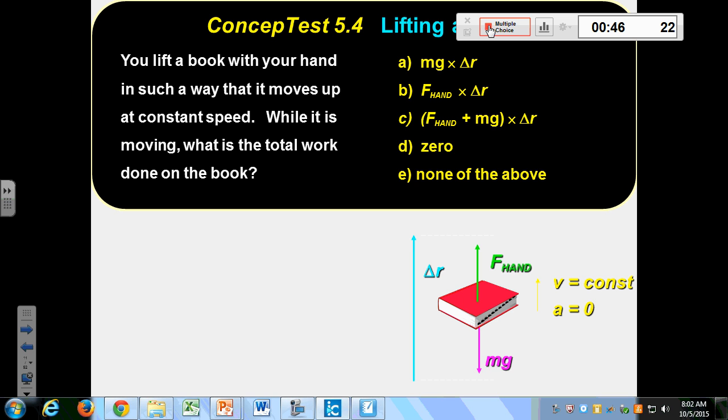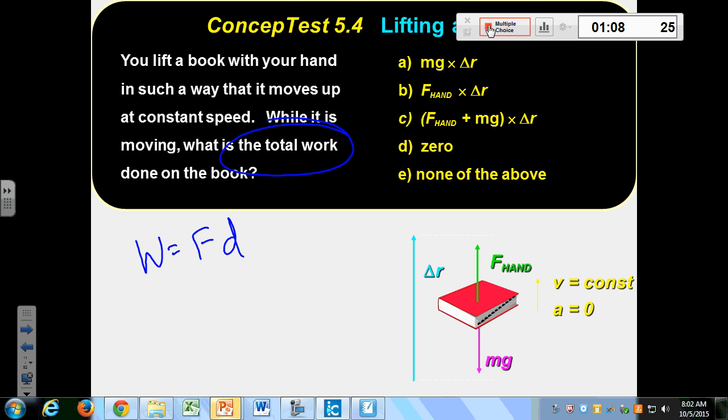Okay, I want you to think about this. We're looking for the total work here. Remember, work is force times displacement. Some forces can have positive work, some forces can have negative work, and then the total work would just be the sum of all those forces.